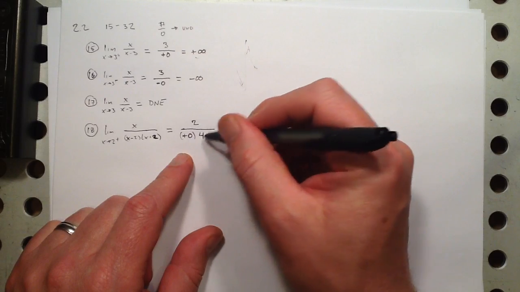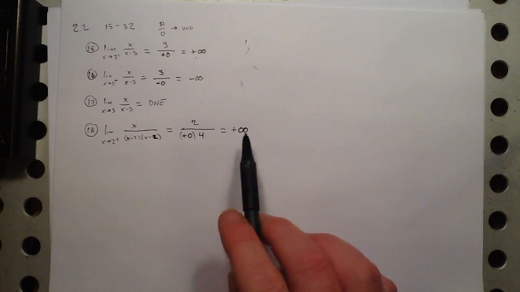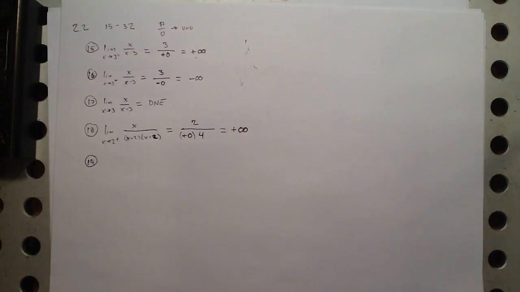Right? Multiplication and division, you just count up any negative signs, and if there's an even number, for example, 0 is an even number. If there's no negative signs, then we're going to be approaching positive infinity. 19.